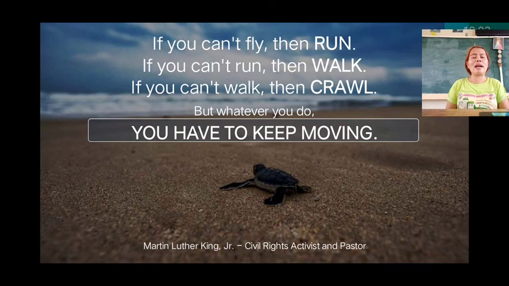Okay, so before I leave my lecture, I want to share with you this saying by Martin Luther King Jr., who is a civil rights activist and pastor. If you cannot fly, then run. If you can't run, then walk. If you can't walk, then crawl. But whatever you do, you have to keep moving.